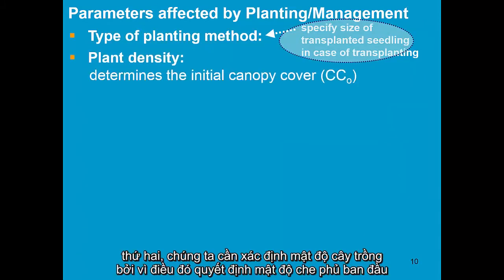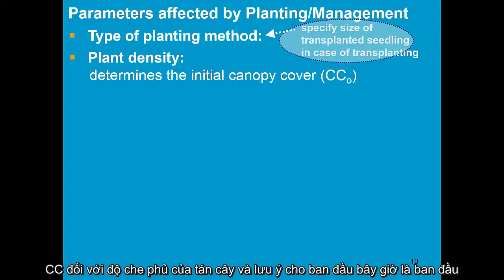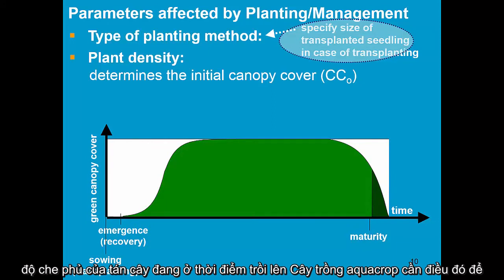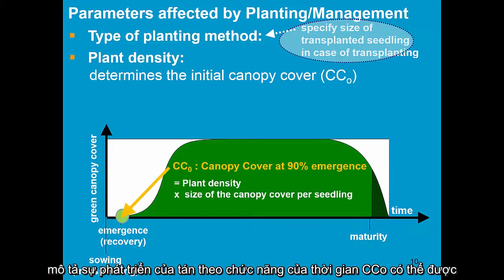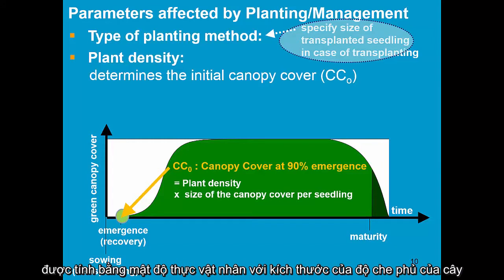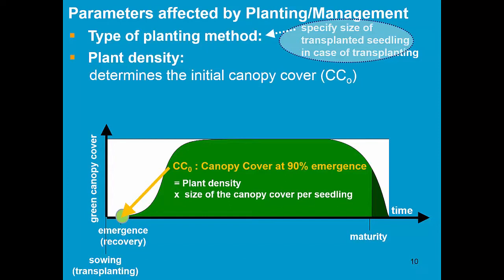Secondly, we need to specify the plant density, because that determines the initial canopy cover. CC for canopy cover and node for initial. Now the initial canopy cover, that is at the moment of emergence. AquaCrop needs that to describe the canopy development in function of time. CC node can be calculated as the plant density times the size of the canopy cover of the seedling.